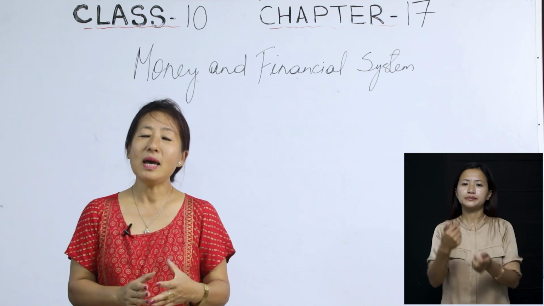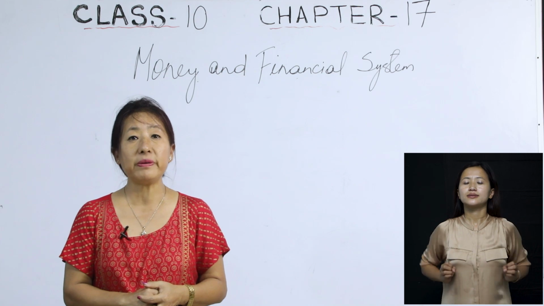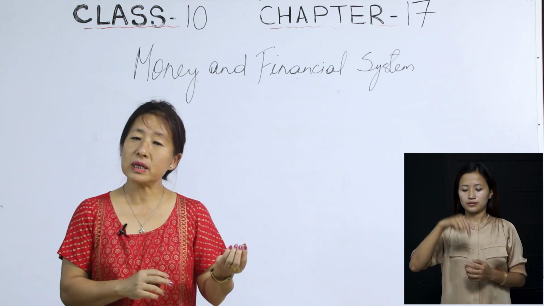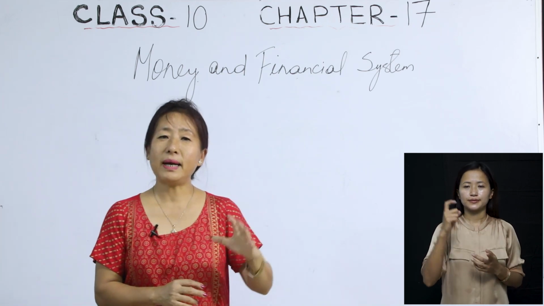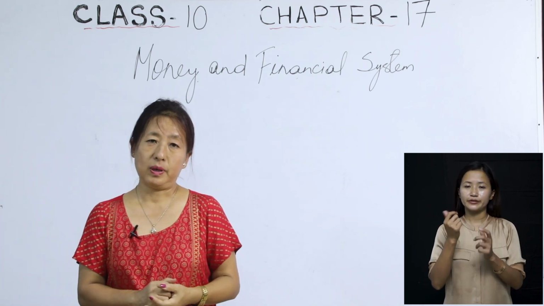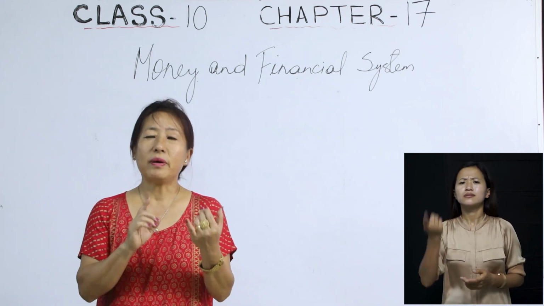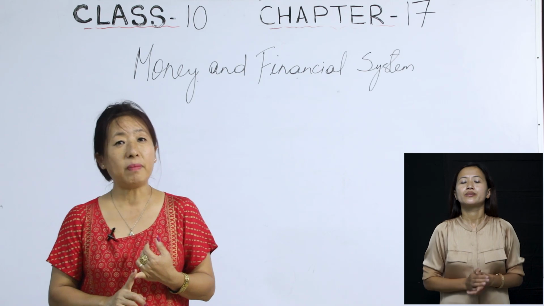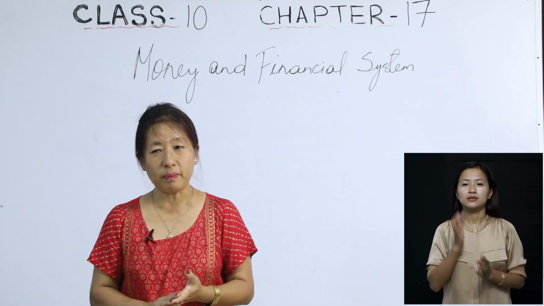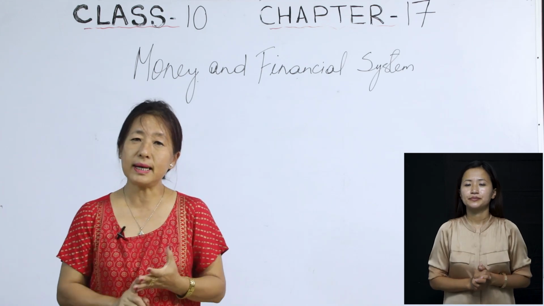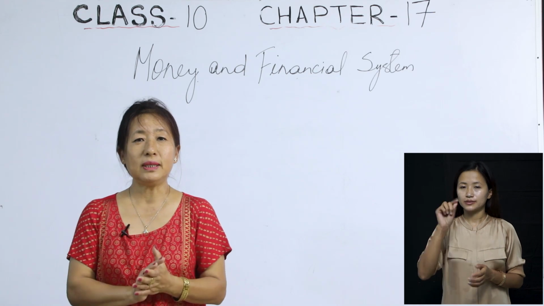And today, we will be continuing with the chapter that we have started in the previous class. Now in the previous class, we started with your chapter 17, that is money and financial system. In the last session, we discussed the definition of money, what is money. Then we also discussed the importance of money. Then we also discussed the different kinds of money, and we did up to the credit.